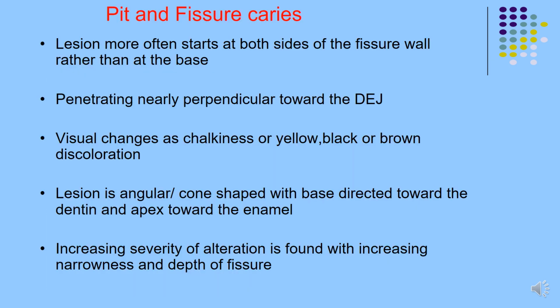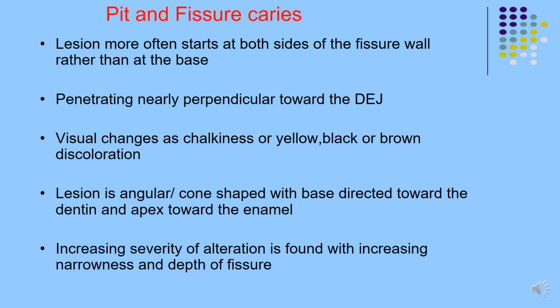As compared to pit and fissure caries, lesions more often start at both sides of the fissure wall rather than at the base. Penetrating nearly perpendicular towards the DEJ, there are visual changes such as chalkiness or yellow, black, or brown discoloration, as we know, similar to smooth surface caries. The lesion is angular, cone shaped, with base directed towards the dentine and apex towards the enamel.